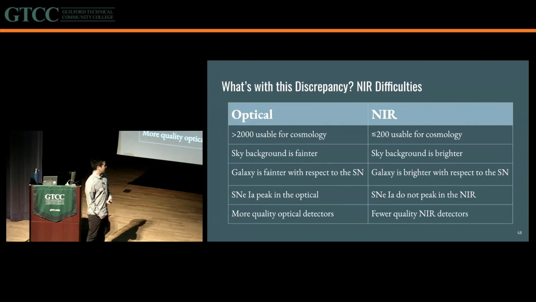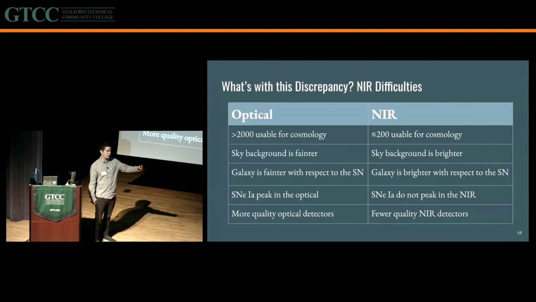The first being the sky background itself is brighter in the near infrared. So it's harder to actually observe the supernova itself because there's more noise from the sky background. Additionally, galaxies themselves are brighter with respect to the supernova. So if I observe a supernova on top of a galaxy, it's harder to subtract out and be confident that I'm only looking at the supernova light by itself.